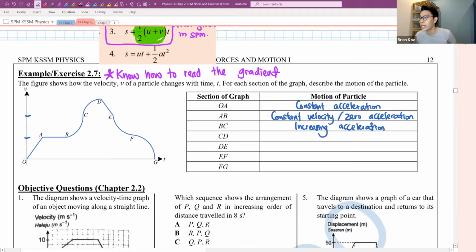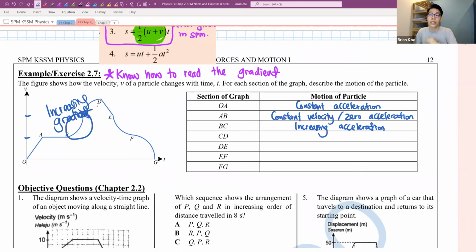How do I know it's increasing acceleration? Because this part is increasing gradient. Right? I told you it's all about the gradient. Increasing gradient. The gradient is curving upwards. The gradient value is getting greater and greater and greater. What is the meaning of gradient in this case for a velocity graph? Gradient means acceleration. Same meaning, okay?